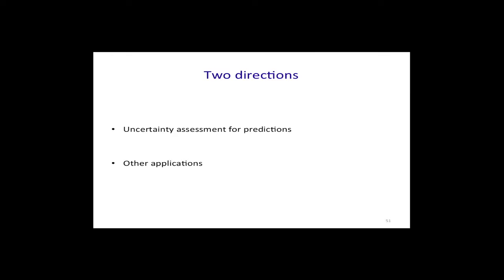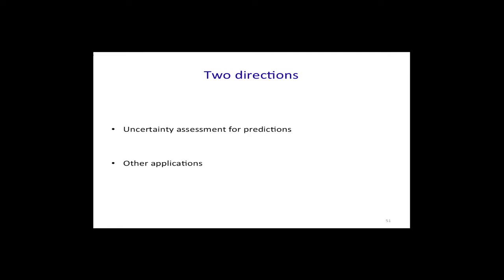Okay. So these results somehow suggest that you can use the same method with n bigger than S log P, but we cannot prove it. Of course, the first direction is to do uncertainty assessment for prediction, and as we are seeing, there are some subtle technical issues here. The other is to see what the other applications of this sort of uncertainty assessment are.